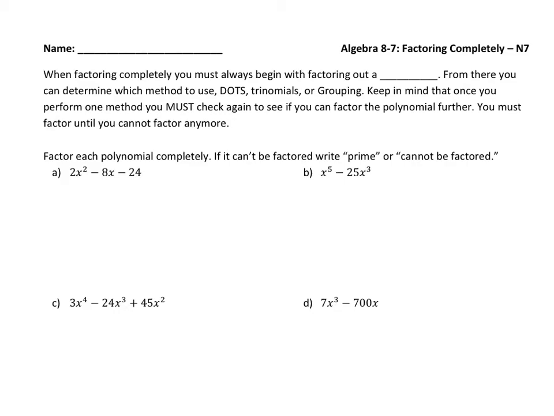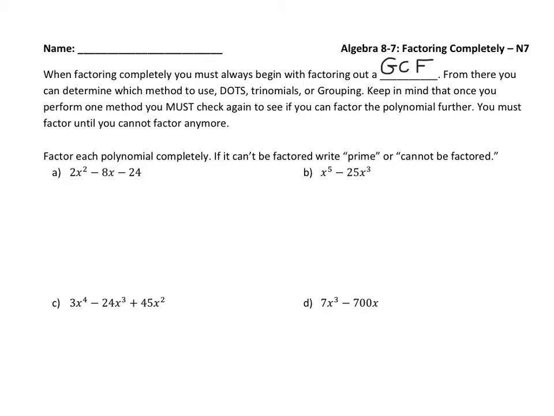Algebra, Unit 8, Lesson 7, Note 7, Factoring Completely. When factoring completely, you must always begin with factoring out a GCF. We've been saying that throughout the whole unit, and it still holds true. You always must look for that GCF.